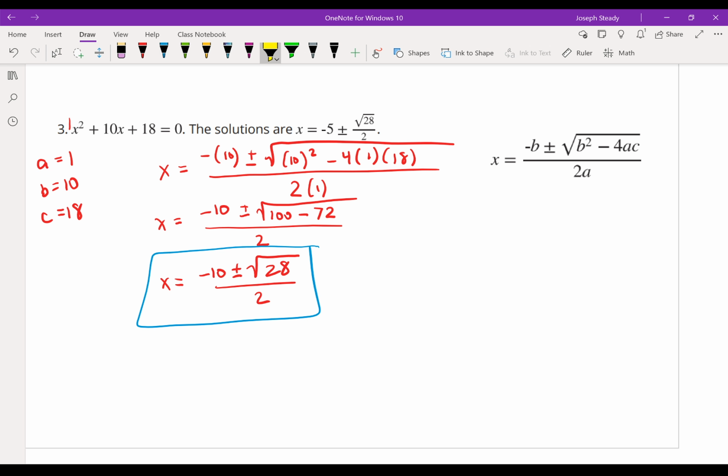We're going to leave it with the square root in it. And you might have noticed that they have -5. Well, that's just negative 10 divided by 2. That's where that negative 5 is coming from. So that is where that part comes from.